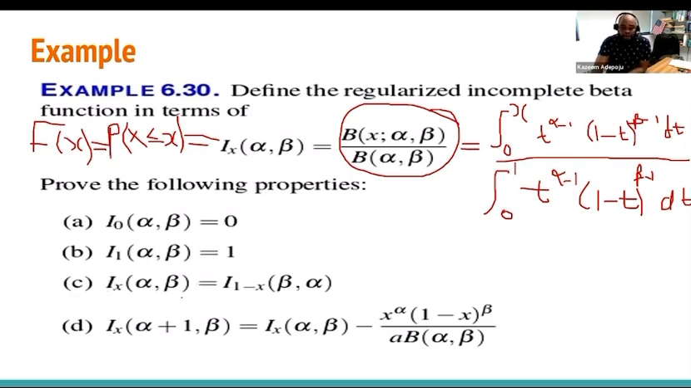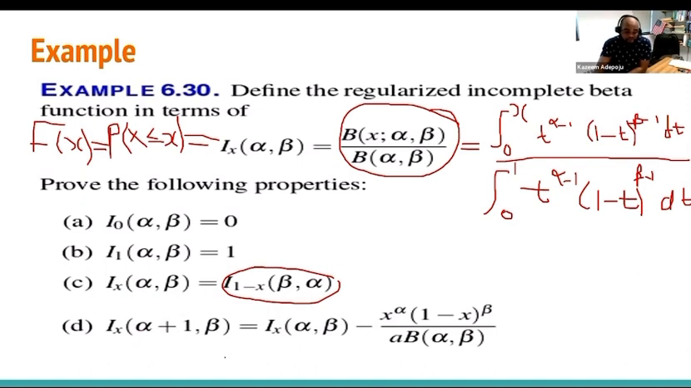Okay, and we can also say that I_x(alpha, beta) can be equal to 1 minus, if you take a look at this now, it's just switching the position of alpha and beta. Here t is the one carrying alpha minus 1. If you change that to beta minus 1 and you take this one to alpha minus 1, this is exactly what you have. I need you to take note of that, and this can also be proved, so you can also try that out.